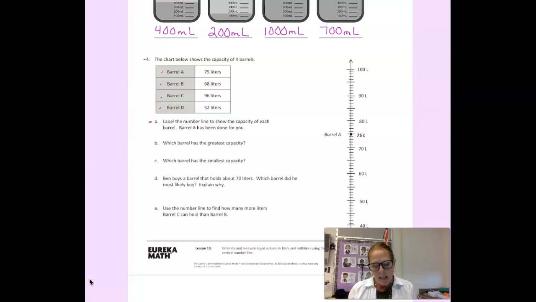When we look at part A, now we need to do some work. Part A says, label the number line to show the capacity of each barrel. Barrel A has been done for you. So they already labeled barrel A 75 liters. So now we need to do barrel B, which is 68 liters. I notice that the 10s are marked. So halfway between that would be 65. So I'm going to count up to 66, 67, 68, and put my point right there and label it barrel B.